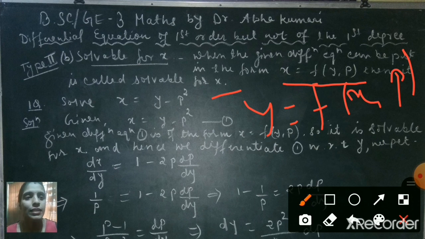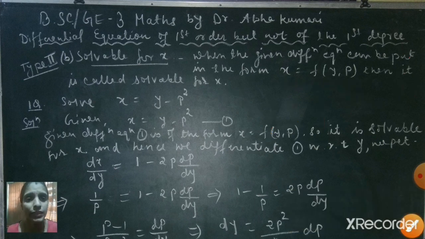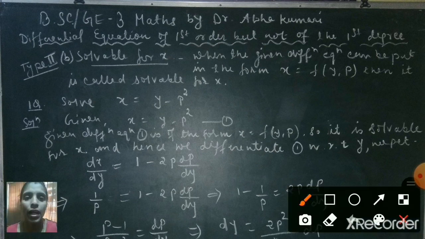So let us see some problem. Today's question is: solve x equals y minus p square. Given x equals y minus p square, let us call it equation number 1. The given differential equation 1 is of the form x equals f(y, p), that is, a function of y and p on the right hand side. So this is the case 2b, solvable for x.